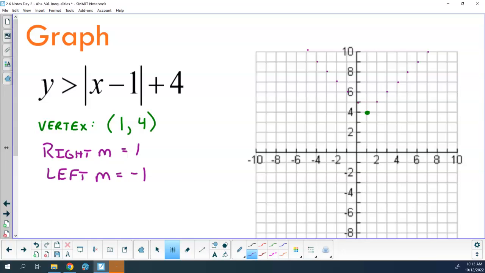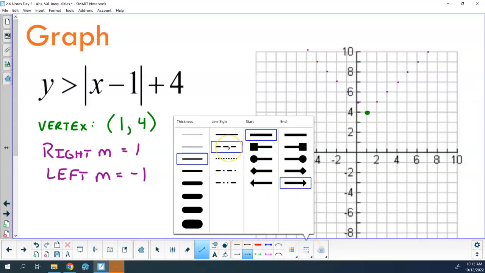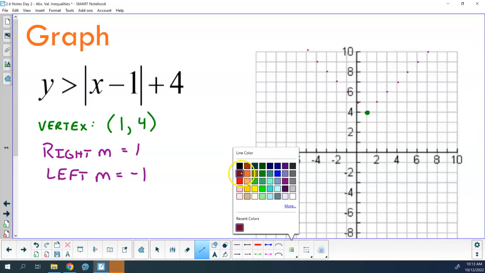Solid or dashed line in this case? Dashed line in this particular case. No equals component on the inequality. Good question.